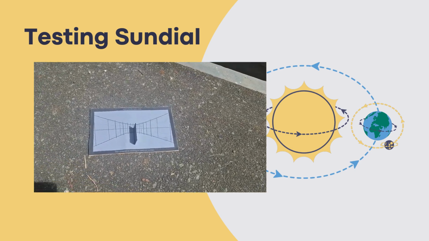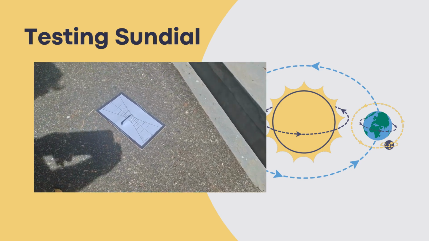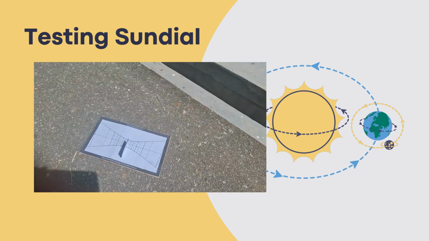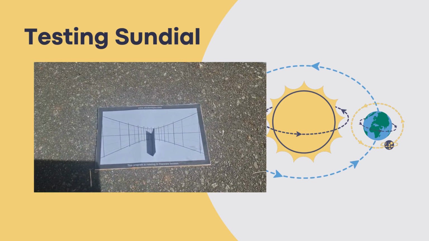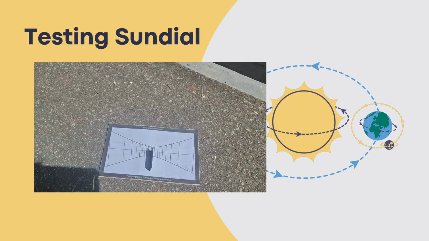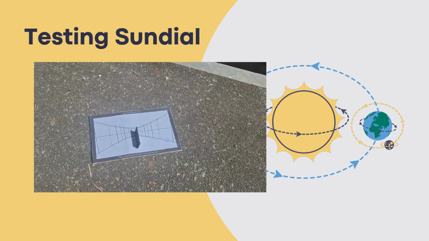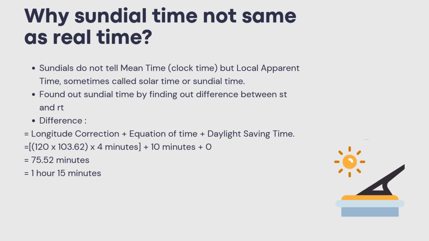Now that I have finished my sundial, I need to test it just to make sure that the sundial is able to measure the time from the shadow at the moment. So as you can see here is the process of testing for observation. Now that I have tested my sundial, it appears that the sundial I constructed is not really the same as the clock time. So what happened?